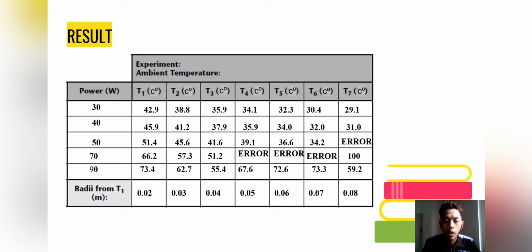And for the power of 90 watt, temperature 1 until temperature 3 is decreasing. For temperature 4 until temperature 6, it begins to increase. And lastly, temperature 7 starts to decrease. The temperature 1 thermocouple has been placed 0.02 meter from the heater and increasing by 0.01 meter for the thermocouples for temperature 2 until temperature 7.